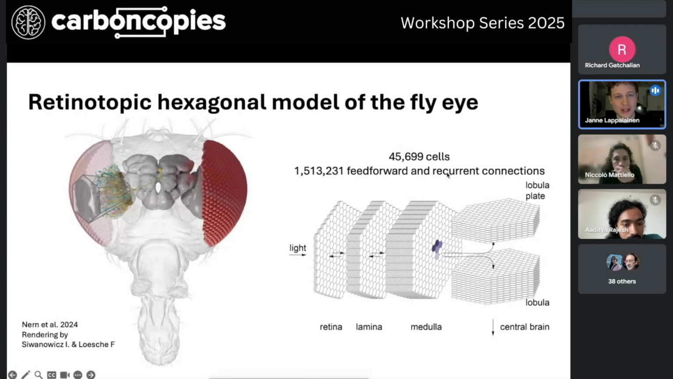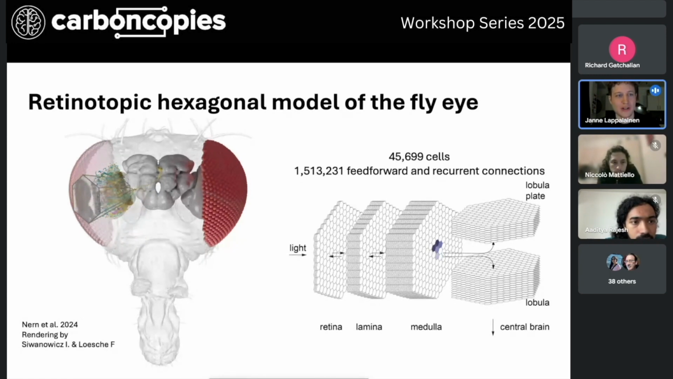And in total, we end up with 45,699 cells, 1.5 million connections, and they are both feed-forward and recurrent connections. So in fact, we have a really big connectivity matrix that is informed by the connectome measurement. And this roughly corresponds to the central portion of the right eye of a female fruit fly.